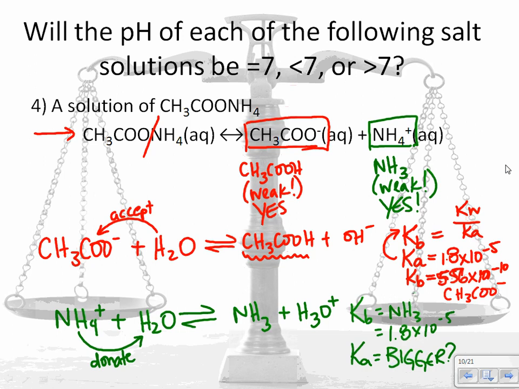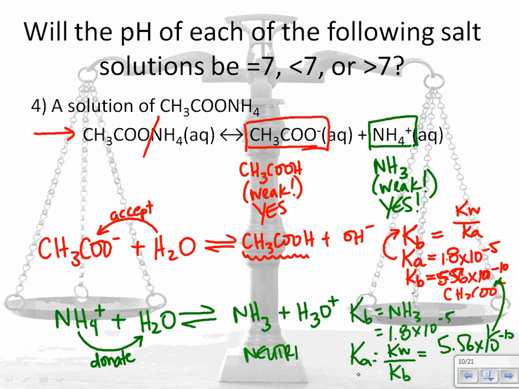If it's smaller than this, then my solution will be basic. When you actually calculate it, what do you get? You get Kw over Kb, and you get 5.56 times 10 to the negative 10. Whew. Exact same number, which means they both have equal strengths, which means that overall, the solution, even though you have hydrolysis, is still neutral.